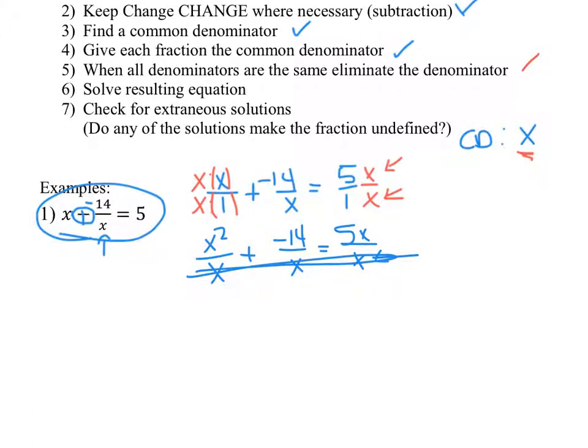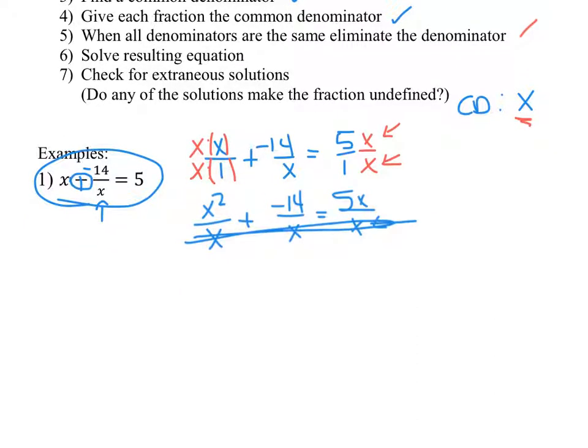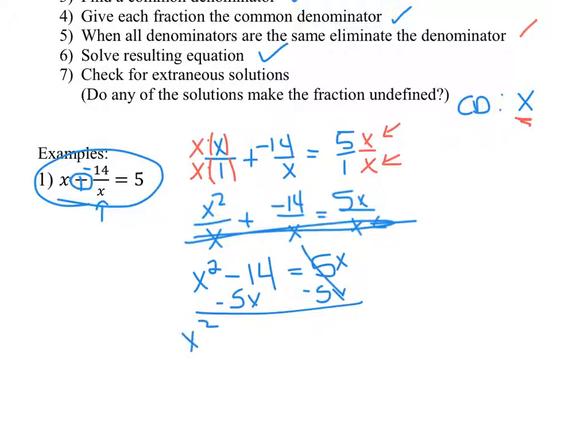There are, of course, other ways to go about doing this, but I really like this way, so this is the way I'm just going to go over. So all we're left with then is x squared minus 14 equals 5x. And then we just have to solve this. This is a quadratic, so I have to move everything to one side and solve. Just take a second and solve. I'm sure you could do it from there.